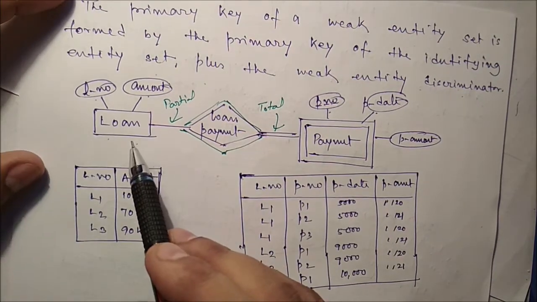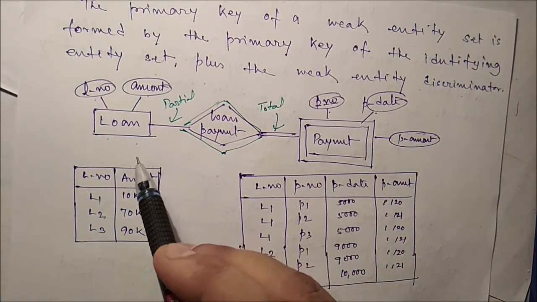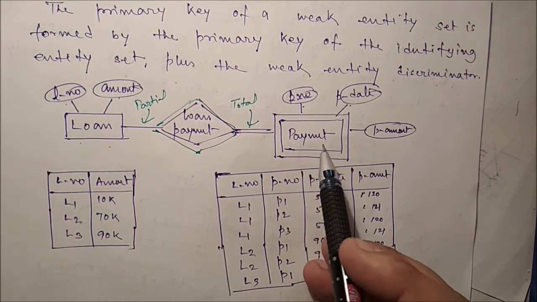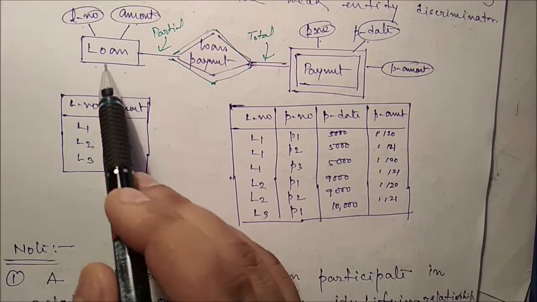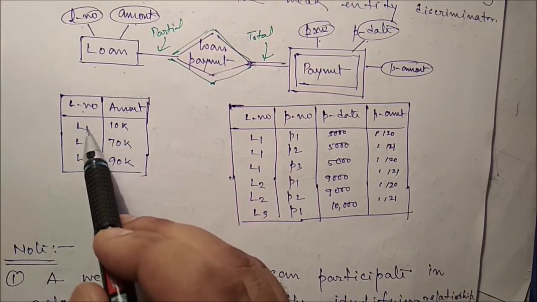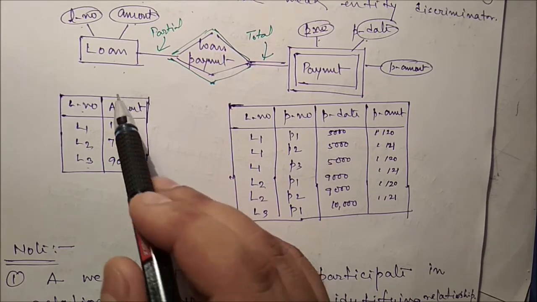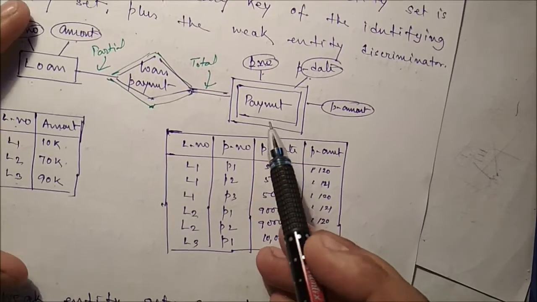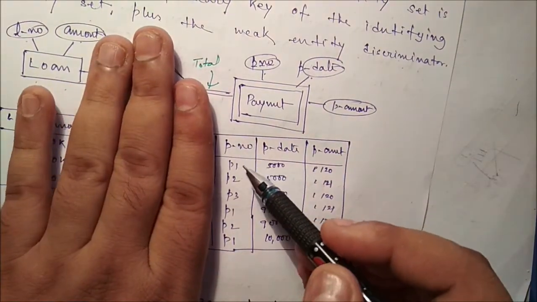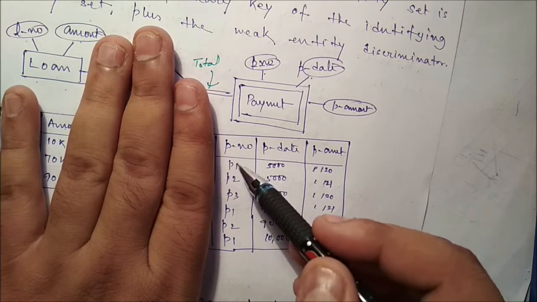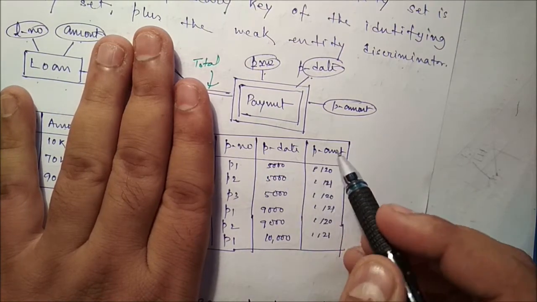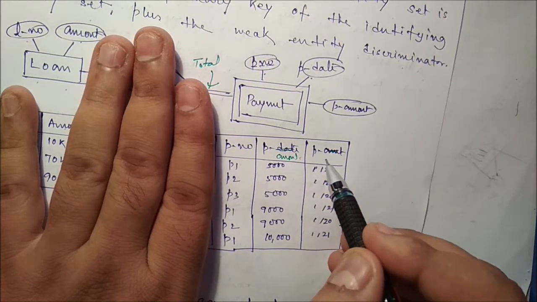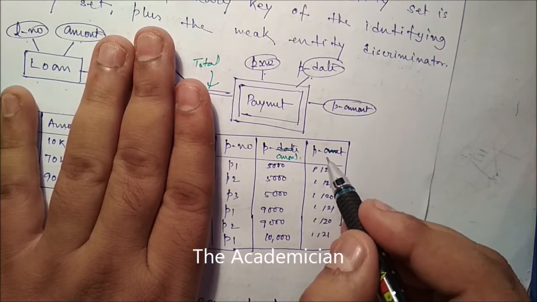Now for loan, it may be possible that a particular customer has not started his payment. Now loan number and amount are there. So loan numbers 1, 2, 3, and loan amounts say 10,000, 70,000, 90,000. Here the payment table is a weak entity set, because payment numbers P1, P2, P3, P1, P2, P1 have repetitions. Then there is the payment amount and the payment date.